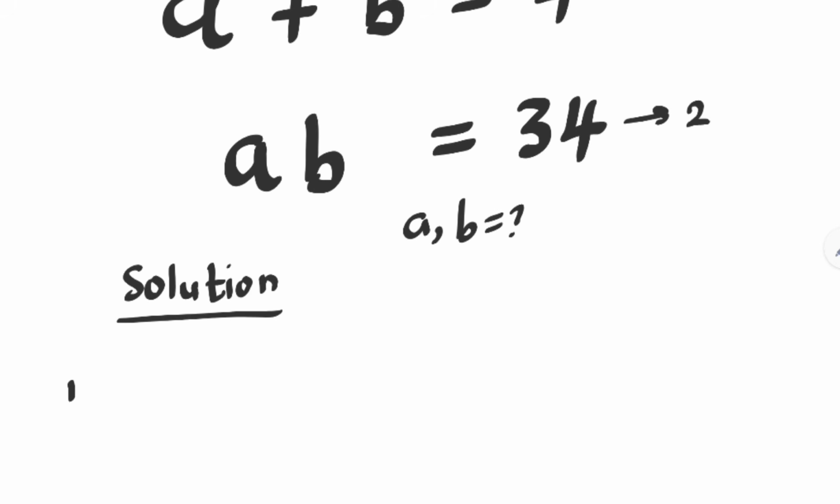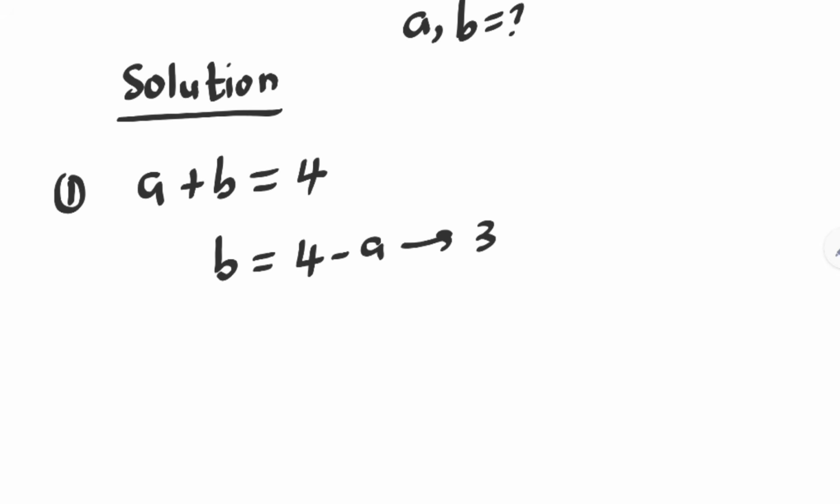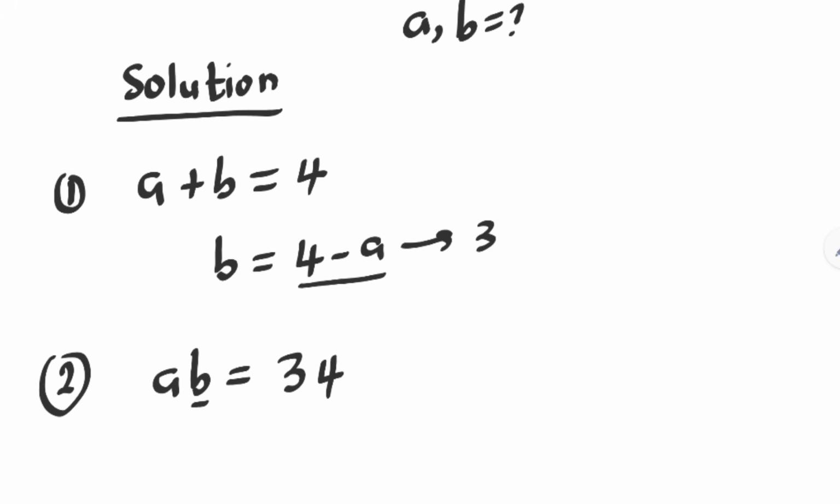From equation 1, A plus B is equal to 4. Let us make B the subject of the formula. B is equal to 4 minus A. Let us call this equation 3. From equation 2, AB is equal to 34. Let us substitute for B, which is 4 minus A.